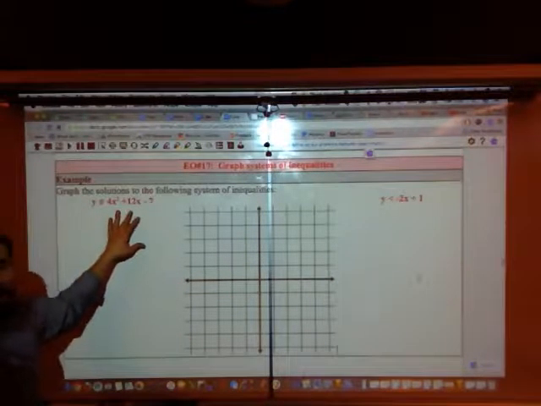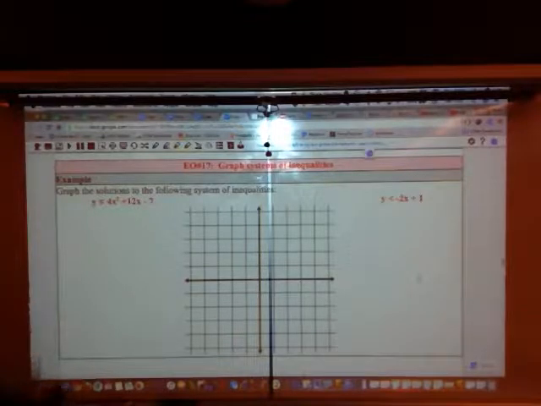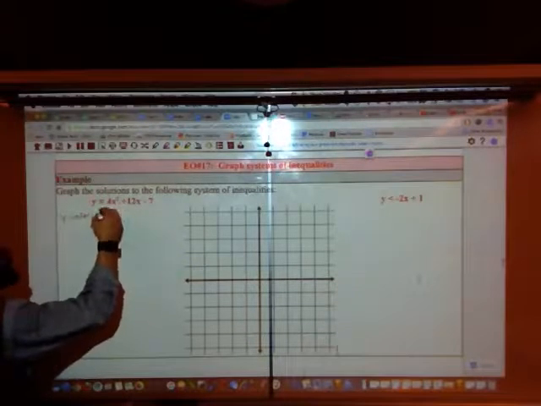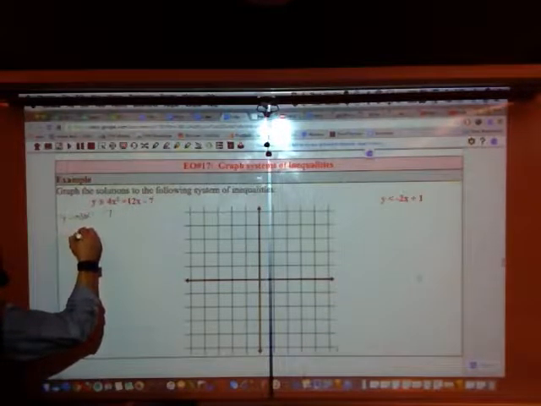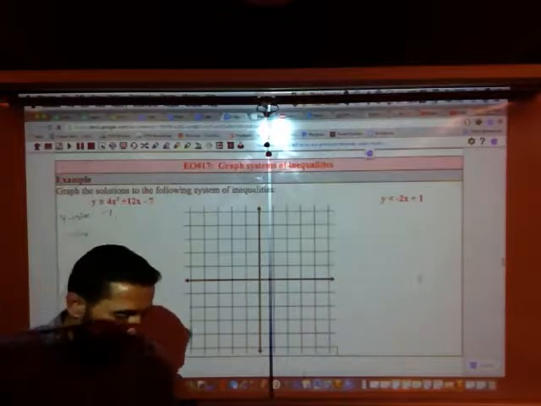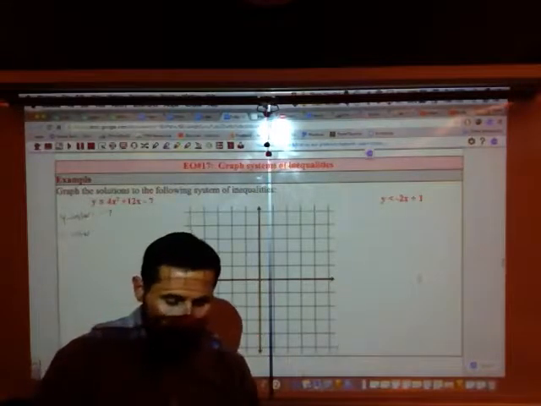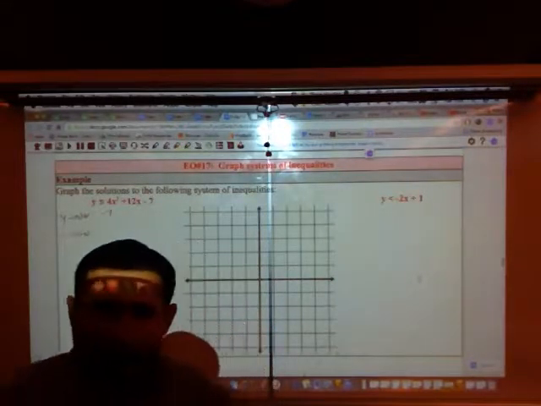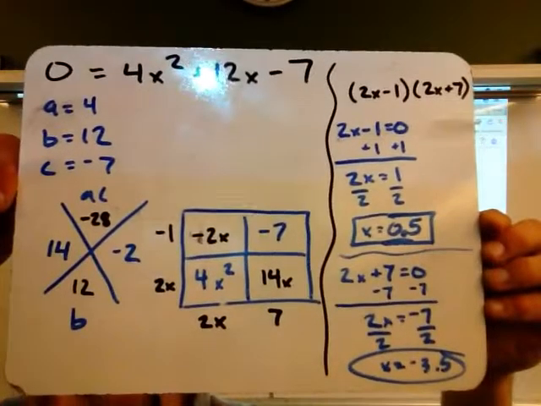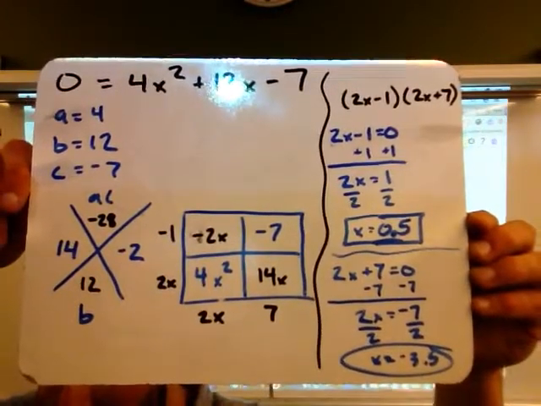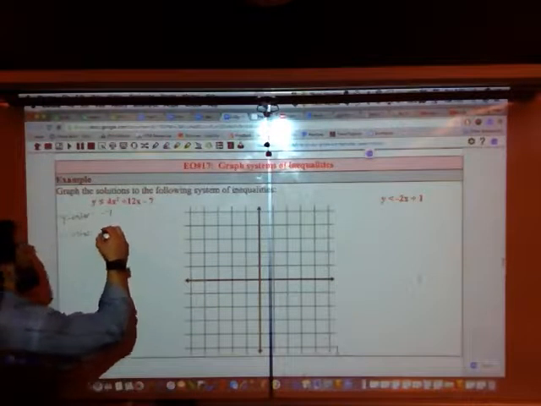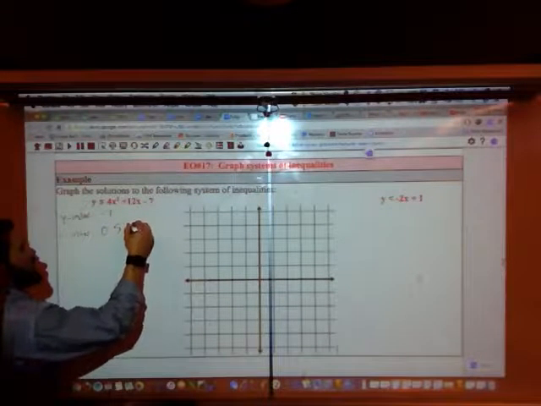So for this one, I need to figure out its critical points. The y-intercept I know is going to be a negative 7. The x-intercepts, I'm going to want to find those by factoring. I'm going to show you guys how I did that, and then you can fast forward whatever you need. So you can see the zeros are at 0.5 and negative 3.5. Go ahead and just rewind and replay that however you need to. So 0.5 and negative 3.5.